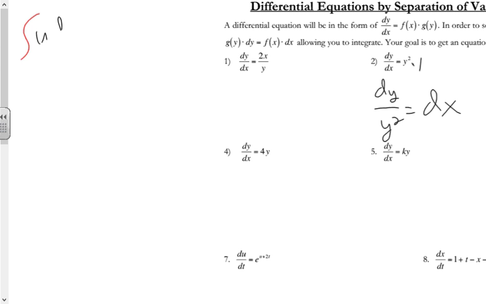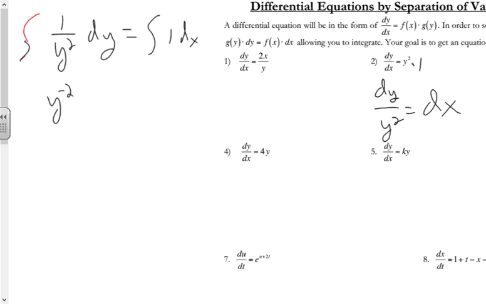So I'm going to integrate 1 over y squared times dy, and that equals the integral of 1 times dx. Well, this is going to become y to the negative 2. Now I'm going to add 1, which will give me y to the negative 1, and then I can divide by negative 1, so I've got a negative out in front, equals x plus c.